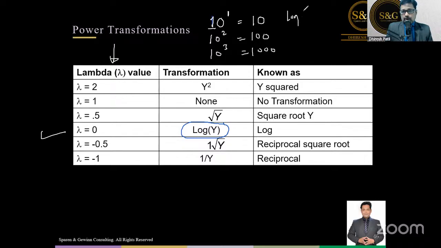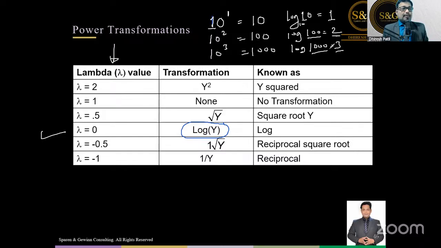Log of 10 to the base 10 is 1. Log of 100 to the base 10 is 2. Log of 1000 to the base 10 is 3. So whenever there is 10, we are not going to use 10, we are going to use 1. Whenever there is a value 100, we are not going to use 100, we are going to use the value 2. Whenever there is a value 1000, we are not going to use 1000, we are going to use the value of 3. So this is called a log transformation.